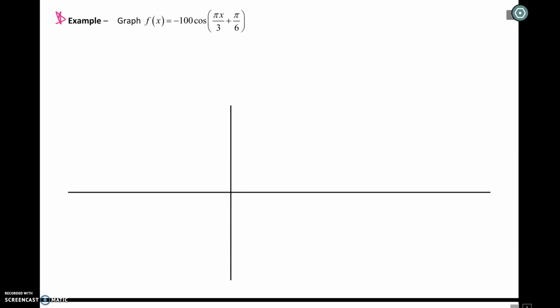So this is going to be one of those tricky ones. This is going to have a phase shift, a horizontal shift. However, it is not pi 6 units to the left. You need to remember to factor out that coefficient of the x. Inside needs to be factored. So negative 100 cosine, take out the pi thirds, x plus.